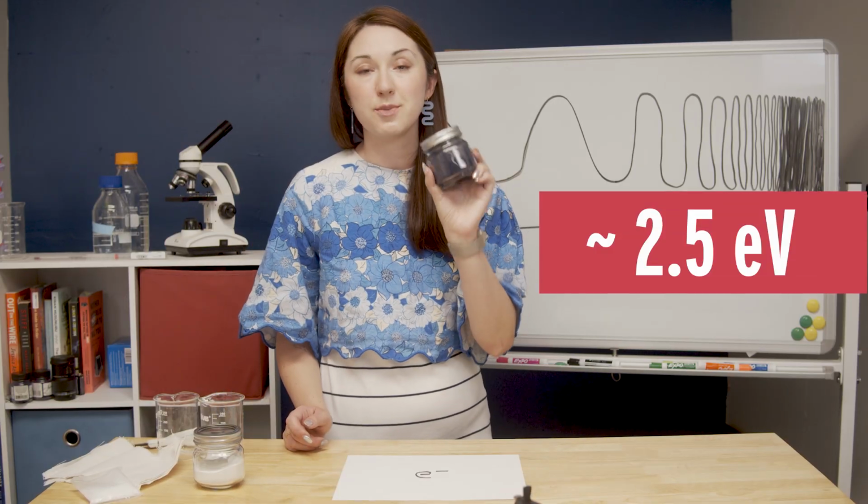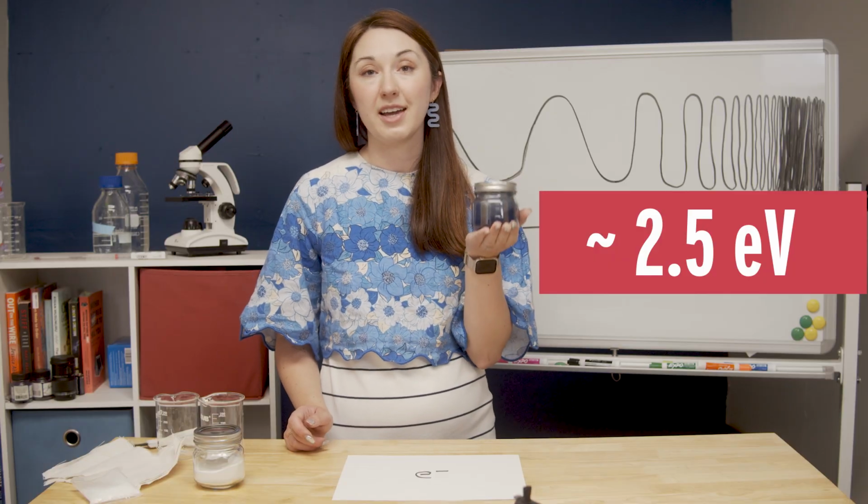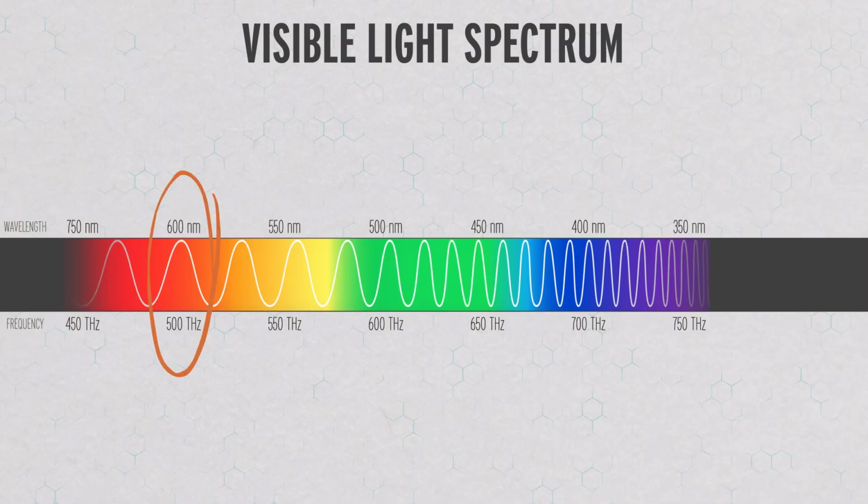Now, indigo has a pretty small energy difference between its low and high energy states, so it absorbs longer wavelengths around 600 nanometers, which is orange.